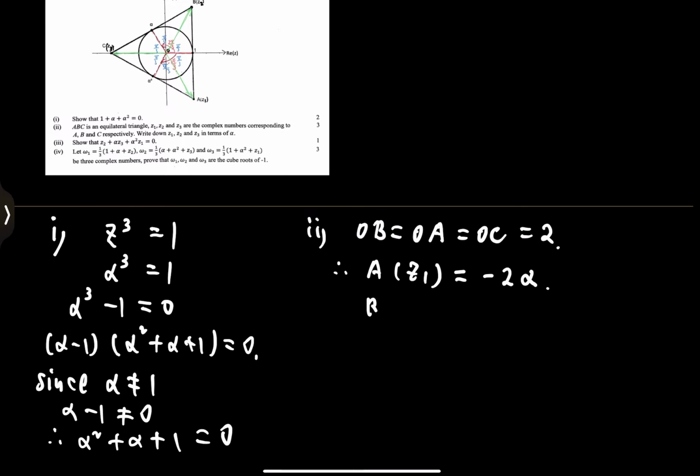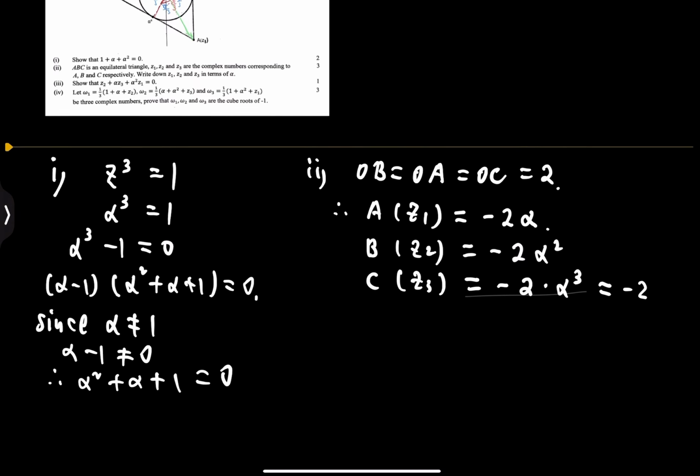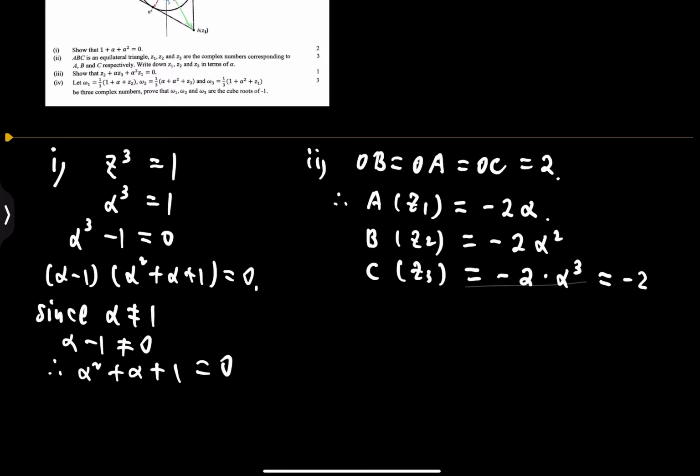And the B, which is Z2, would be the opposite of alpha squared, so it will be negative 2 alpha squared. And the C, Z3, would be equal to negative 2 times 1, because it's the opposite of 1. And the 1 is the same as alpha cubed, which is the same as negative 2. So these are the 3 points A, B, C, which are Z1, Z2, Z3, expressed in terms of alpha. So that's question 2. Now let's do question 3.